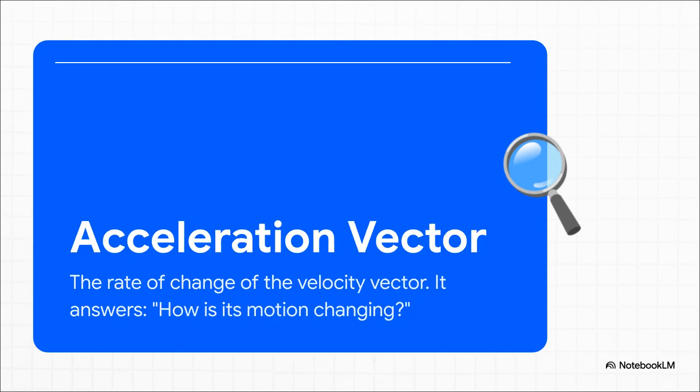But wait, we can take this one step further. What happens if the velocity itself starts to change? You know, like when a car stomps on the gas, hits the brakes, or even just takes a turn. Any of those changes in velocity, that is what the acceleration vector describes. And this is super important. Acceleration isn't just speeding up. Changing your direction is also an acceleration. Any change to that velocity vector counts.